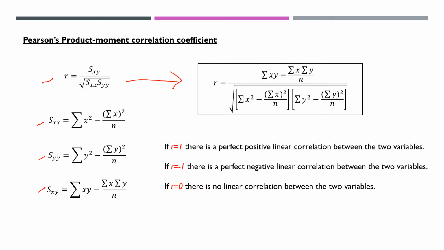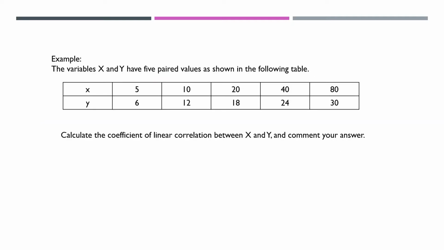So if r equals 1, there is a perfect positive linear correlation between the two variables. If r equals -1, there is a perfect negative linear correlation between the two variables. If r equals 0, there is no linear correlation between the two variables. So the range is from 1 until -1. Now let's look at the example. The variables x and y have 5 pair values as shown in the following table. Calculate the coefficient of linear correlation between x and y and comment on your answer.